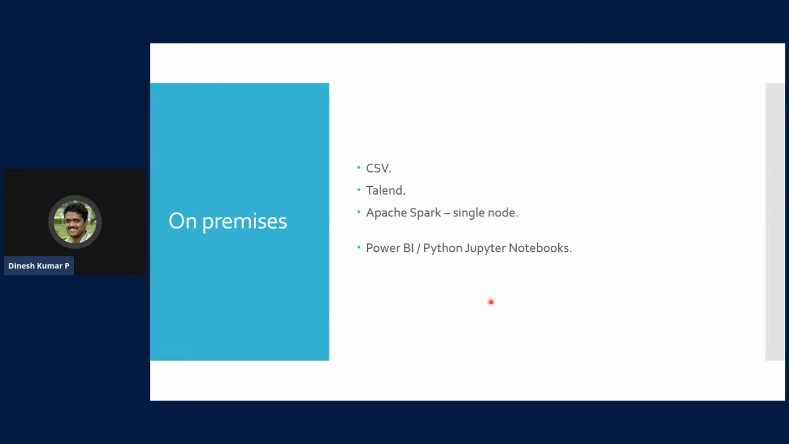So in that case, the collected data will be stored in a CSV file, and once the data is collected, he might be using some ETL tool like Talend to do the transformations and the cleaning. And he might be using a system like Apache Spark. Even a single node Apache Spark cluster would be more than enough to do the basic analysis. And once the clean data is available, he might even check out the data by connecting with Power BI, or he might even use the clean data to train some machine learning models as well. So this would be the very common scenario in the on-premise.